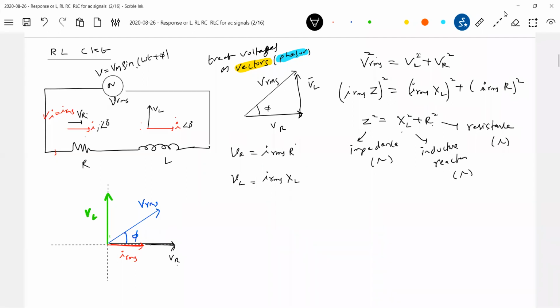Now let's write this. Let me construct a triangle again. So here I'm going to construct an impedance triangle. This is called the impedance triangle.